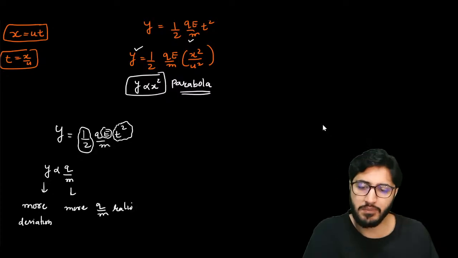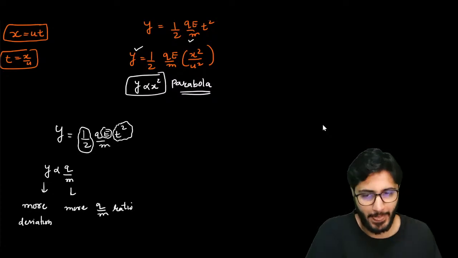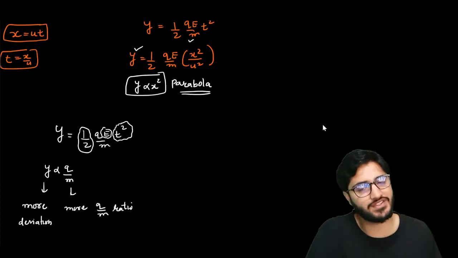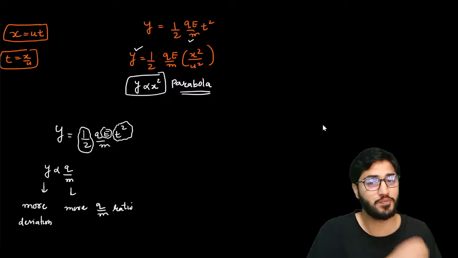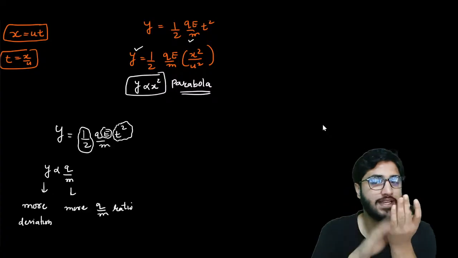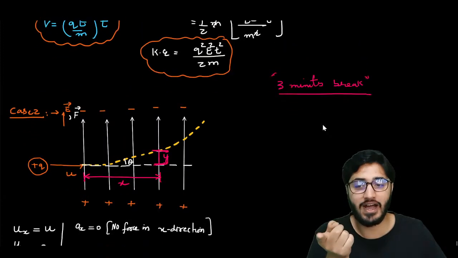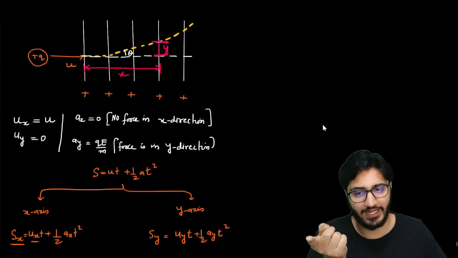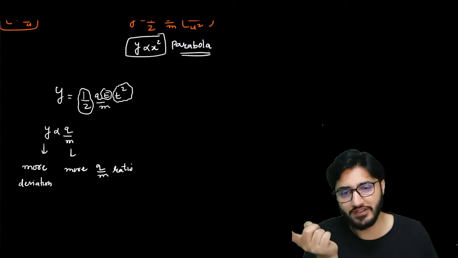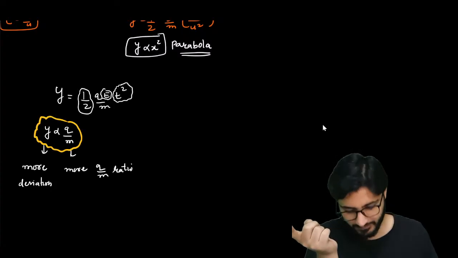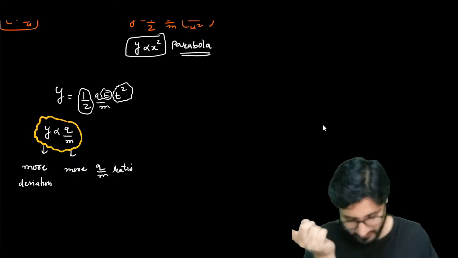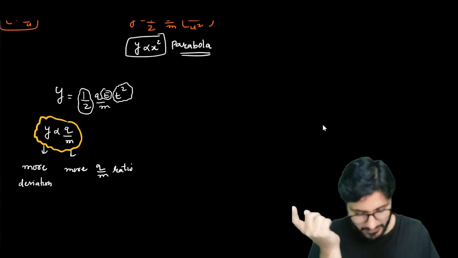I guess you have one numerical in your NCERT, Electric Field and Charges, the book back exercise. On the second page, you have the first numerical like this, and you have the same kind of diagram like this. So you have to find the more deviation. Now, more deviation means more q by m ratio. That's all.